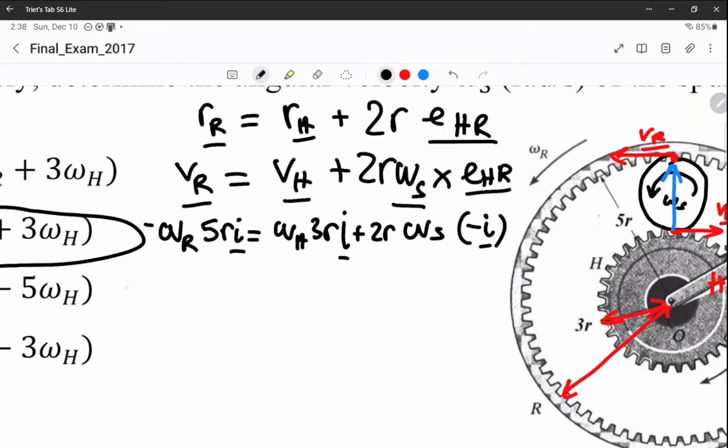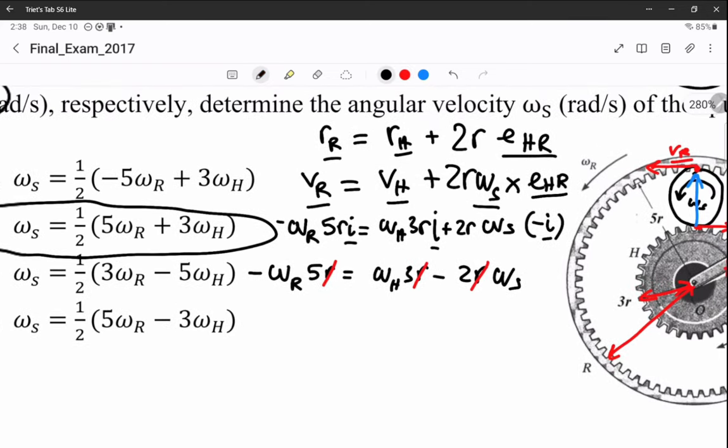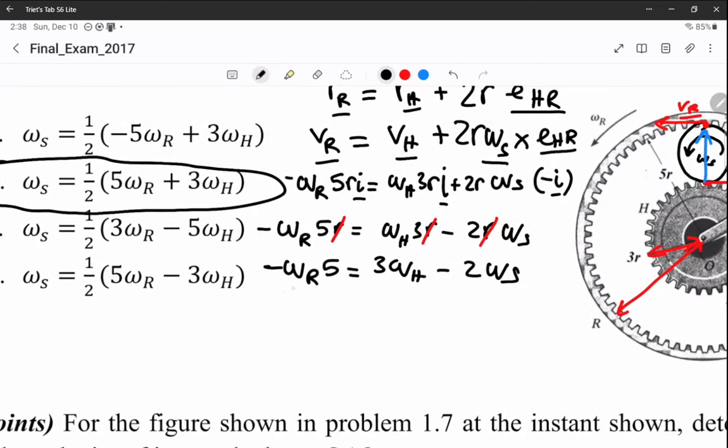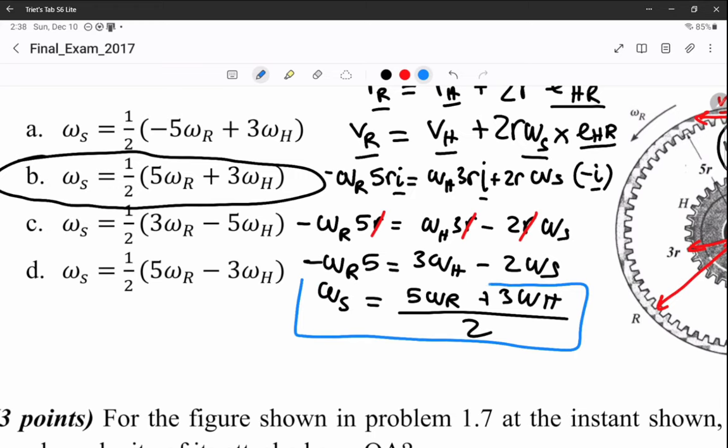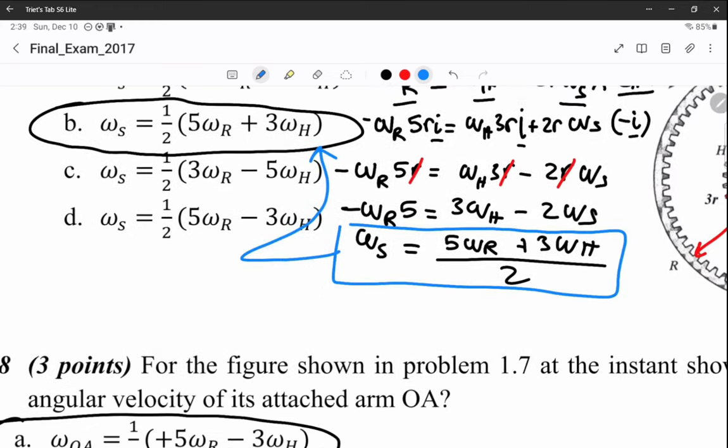Here you're going to have negative omega R phi R equal to omega H 3R plus 2R omega S, I mean not plus, this is minus. Cancel the R out. You're going to get negative omega R phi equal to 3 omega H minus 2 omega S, and so omega S is going to be phi omega R plus 3 omega H, divided by 2. That's exactly what you get for B. That's perfect. That's going to be the answer.